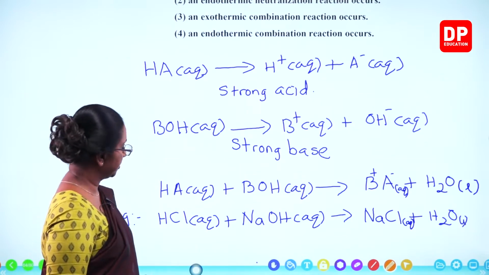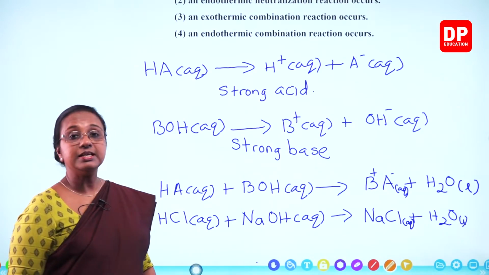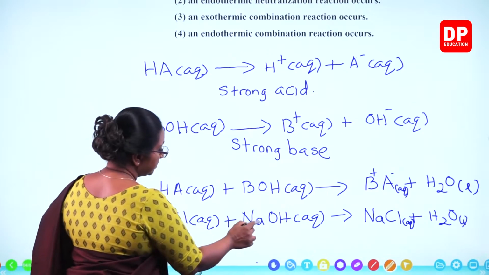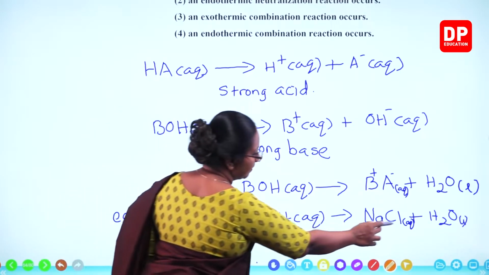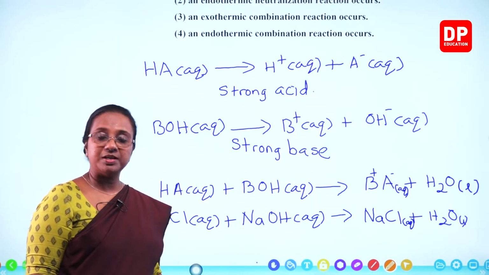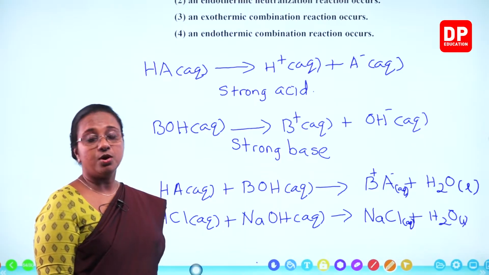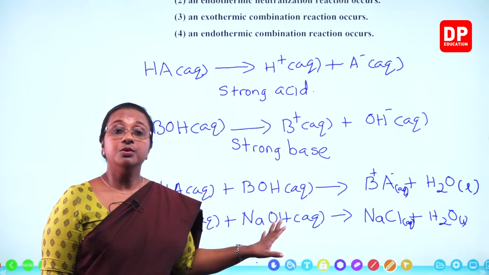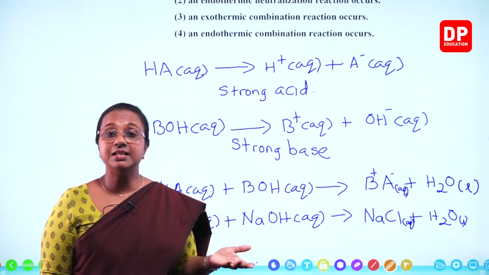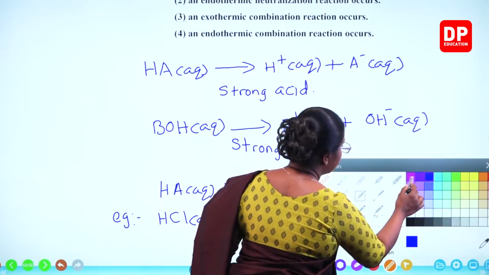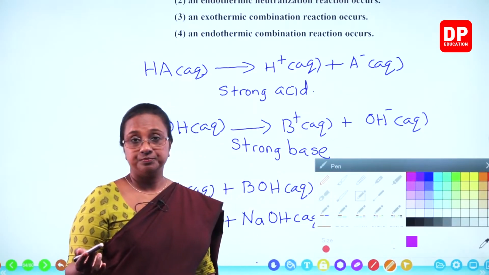What is this reaction? Here you can see it is a double displacement. H combines with OH, Cl combines with Na. So that's why we have NaCl and H2O. So this is a double displacement reaction. And also we have done reactions like this in the lab. You all know when this happens, there is heat released. So in addition to this, there is the release of heat.